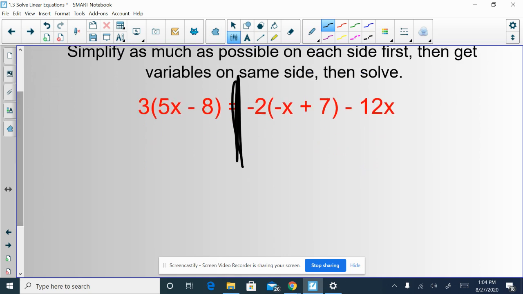So first thing, simplify the left side of the equation as much as you can, and the right side as much as you can. So I'm going to start by distributing this 3. That would give me 15x, right? 3 times 5 is 15, 15x. And multiplying 3 times negative 8, that would be minus 20.